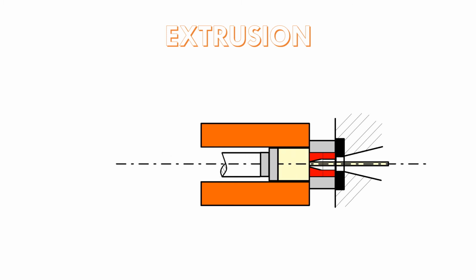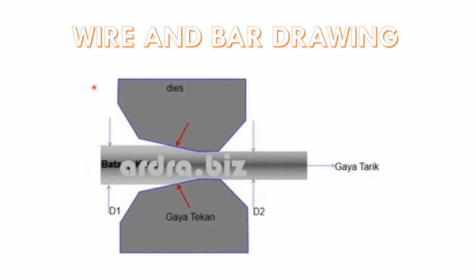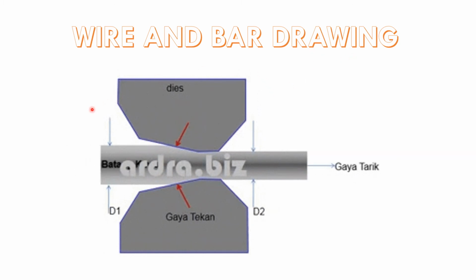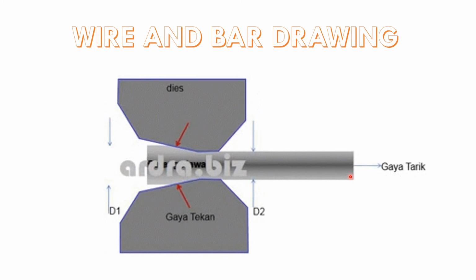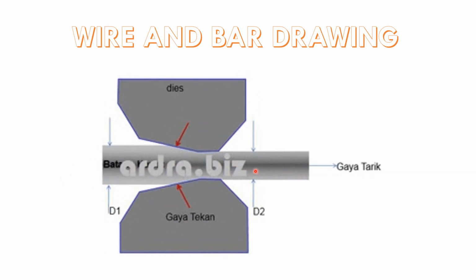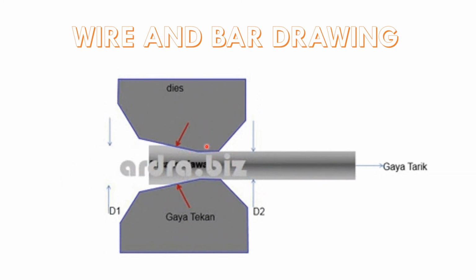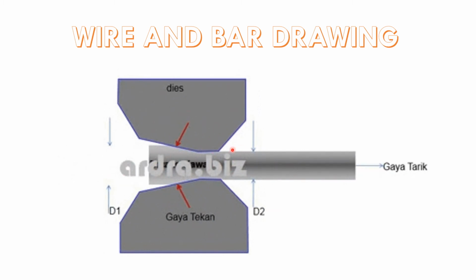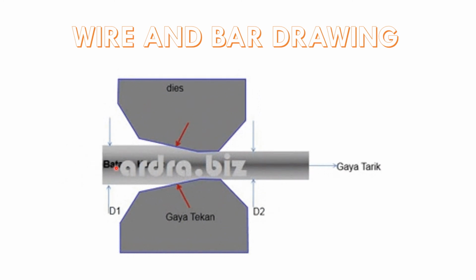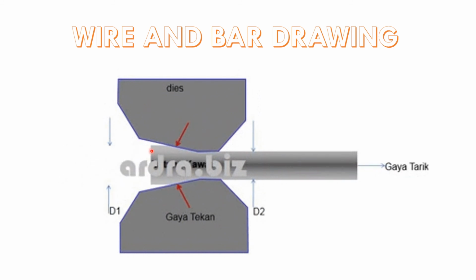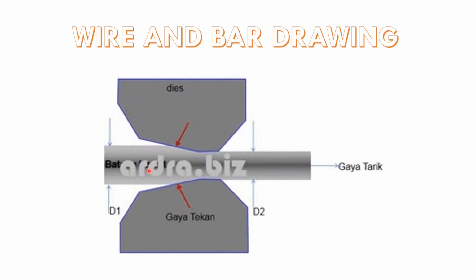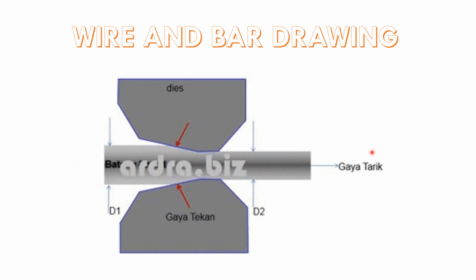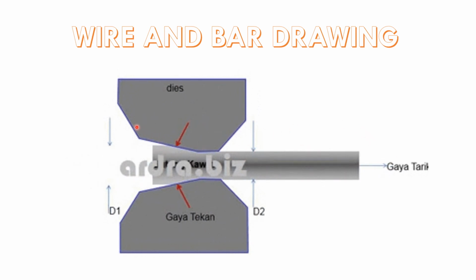Okay. And the last process that we are going to look into is wire and bar drawing. So in wire and bar drawing, the work material will be pulled to come out from the die opening. So usually it is done to reduce the diameter of the work material. This process also is not done in one go. Okay, so it has to be repeated through several dies in order to get the final product.